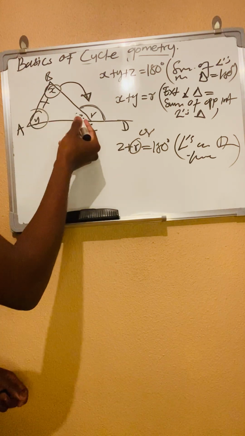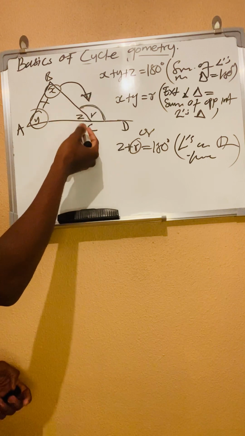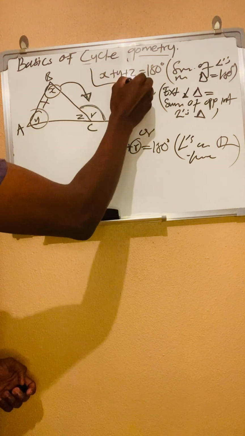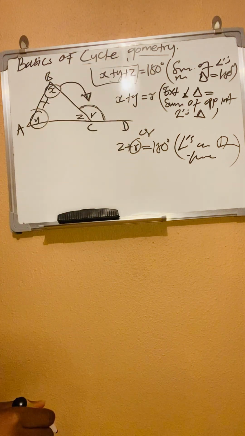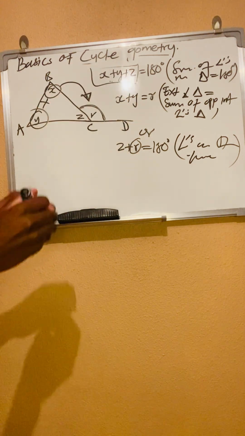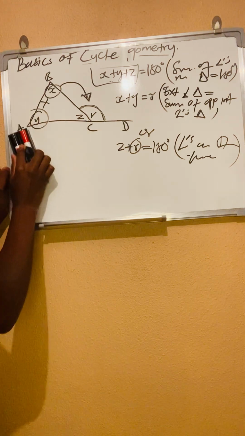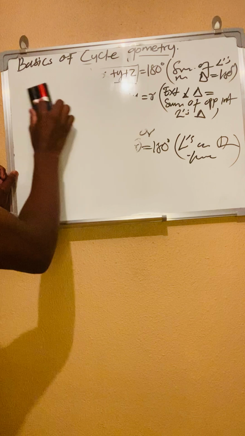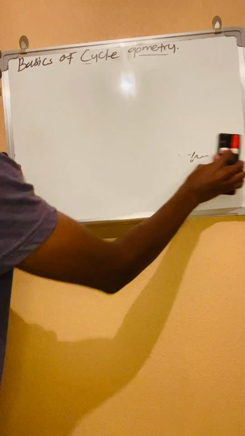So if you want to find z or x or y, you can use this one to find it, based on what you are given. So this is the basics of Euclidean geometry that you have to know before you get inside of it.